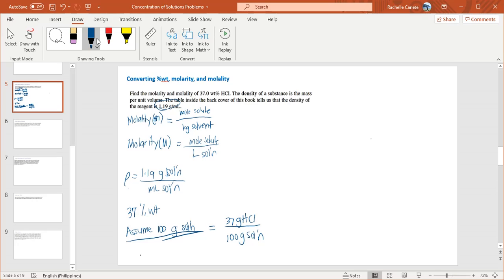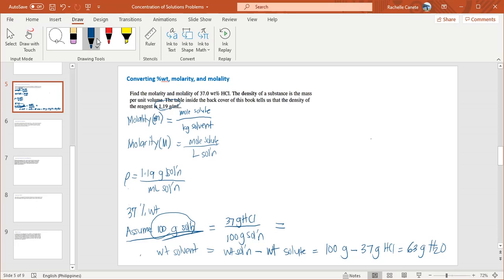That means the weight of the solvent would be the weight of solution minus the weight of the solute. The weight of solution is 100 grams minus the weight of solute, which is 37 grams. How much is that? 63 grams H2O. So for every 100 grams of solution, 63 grams is water and 37 grams is HCl. So now you have the kilograms of solvent, and the liters of solution.